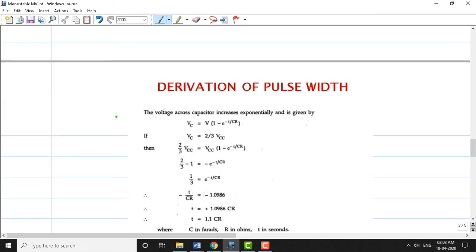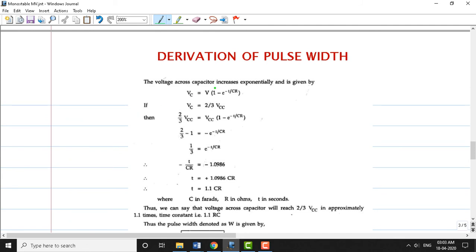Now it's very important for us to derive the expression for the pulse width. Usually in examinations they will ask you problems based on this pulse width. Let us see the expression for the pulse width. The voltage across the capacitor, once it is charged, increases exponentially. So we can use the voltage charging equation, Vc equals V times (1 minus e to the power of minus t by CR).